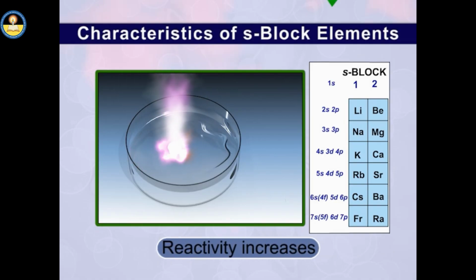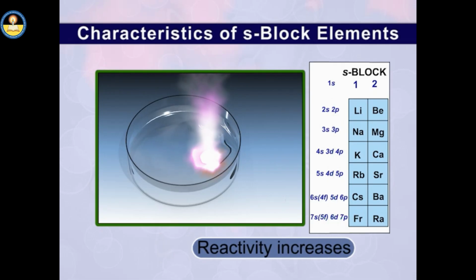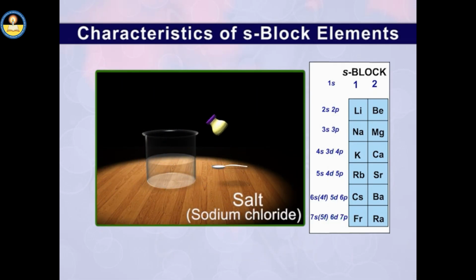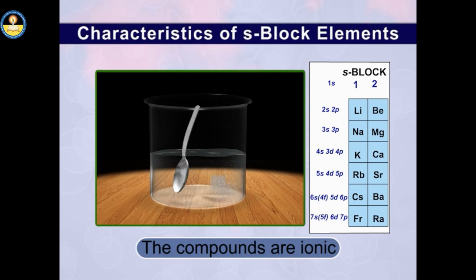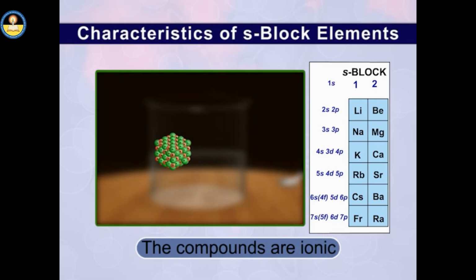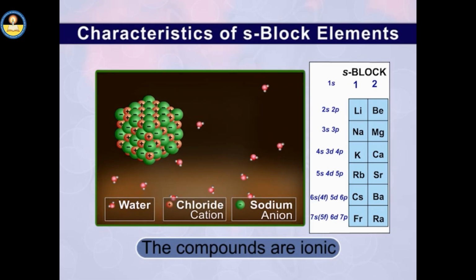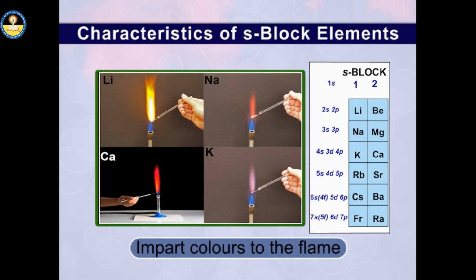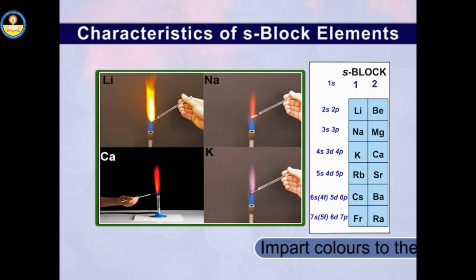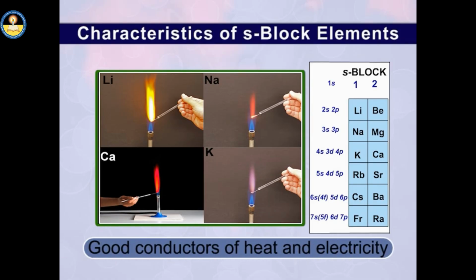Reactivity increases as we move down the group. The compounds of s-block elements are ionic. They also impart colors to the flame. They are good conductors of heat and electricity.